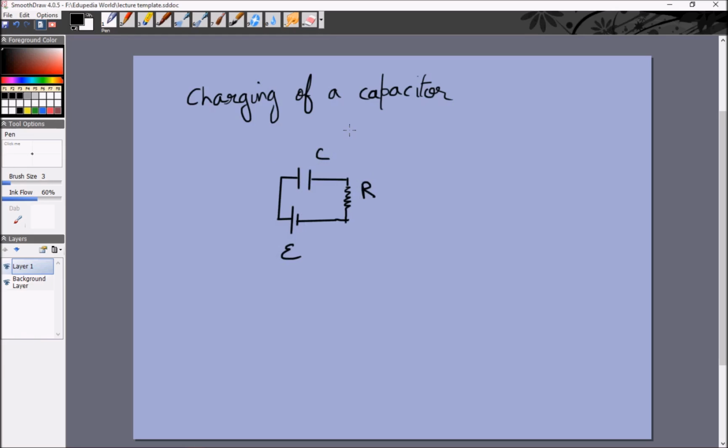But as I said in the previous video, there is no such thing as an ideal conductor with zero resistance. Even a small standard wire has a small resistance. So generally, whenever we are charging a capacitor, we will have a wire which is in series with the capacitor.